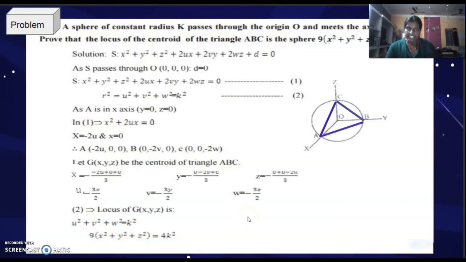Here we applied the origin and radius k in equation 1 and found d equal to 0, and in the sphere equation we can substitute these values, and the sphere meets the x-axis at A. So find the coordinates of A as well as B and C, and then find the centroid of the triangle. So this is the procedure to solve this problem.